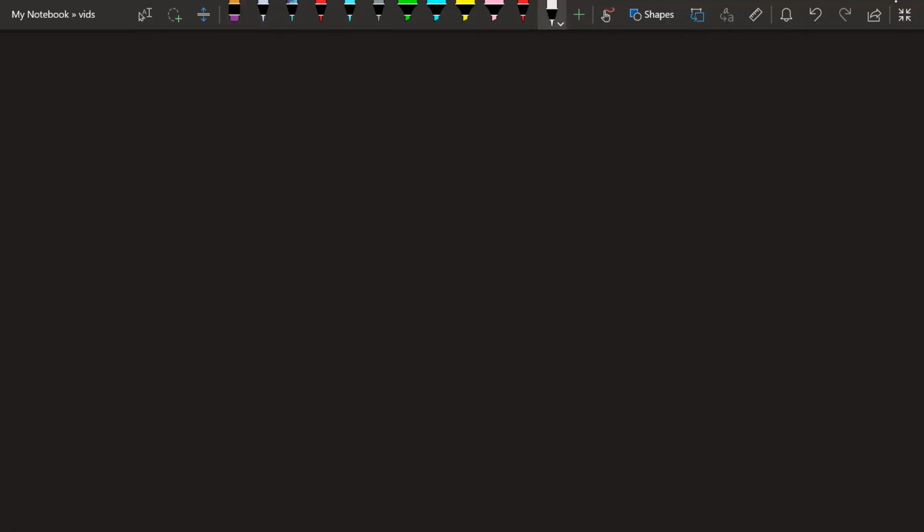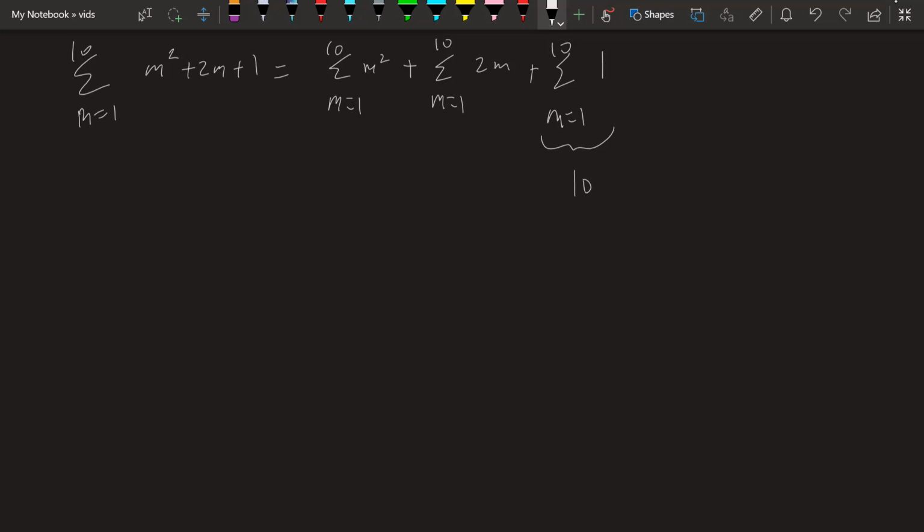Now let's move on to the next activity, which is activity number 2, page 23. Sigma of m goes from 1 to 10, m squared plus 2m plus 1. Let's split the sigma into this. This is the sigma property, already taught in a different video. I'm just going to keep repeating that statement. Now this is equal to 10, the constant multiple rule, 1 times 10 is 10.